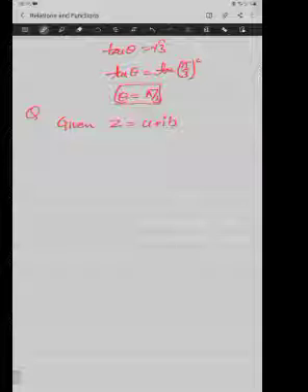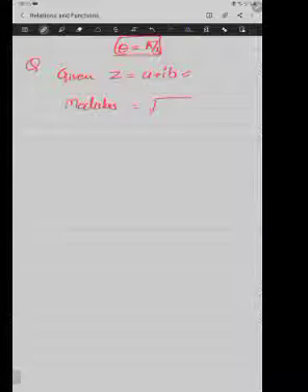For a given complex number, we can calculate three things. The first thing is the mod, or modulus. Modulus is under root a square plus b square. Under root a square plus b square is said to be the modulus. a is the real part of the complex number, and b is the imaginary part of the complex number.